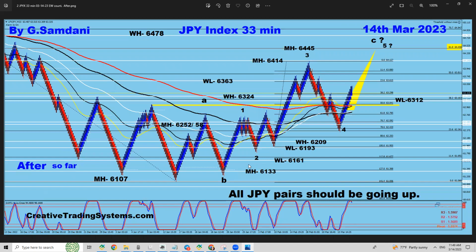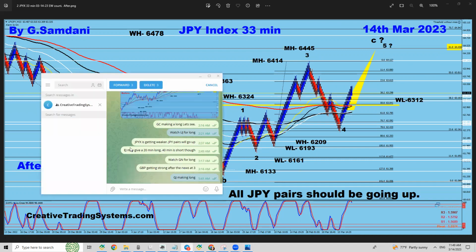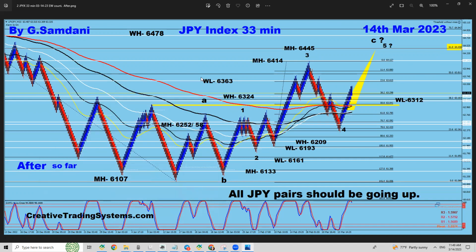And imagine all the other 5 pairs if you take the entries in there as well, right? Euro yen and this and that. I even posted on the Telegram about the euro yen as well. It may give you 20-minute long, right? And it did, but I didn't take it because I was busy. Too many things, you have opened and you can't manage. So it's 420 pip in those 2 pairs, 3 entries. That's about it.